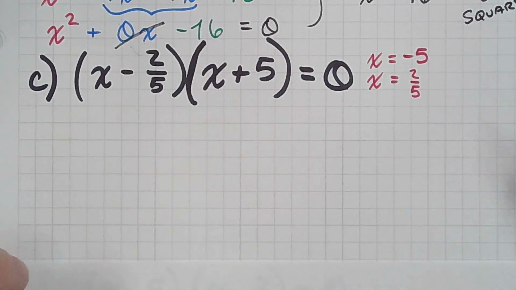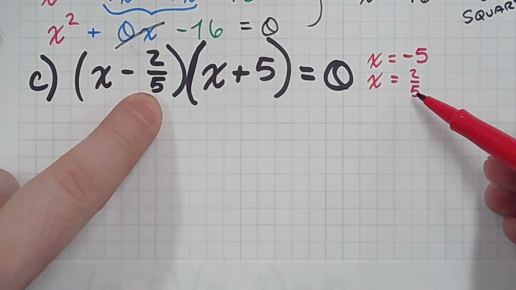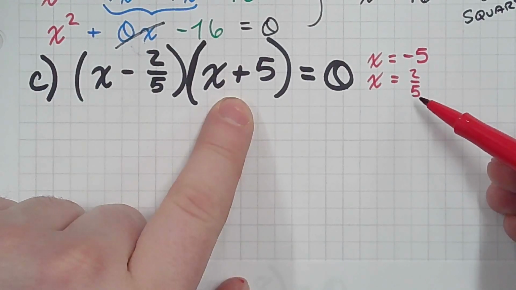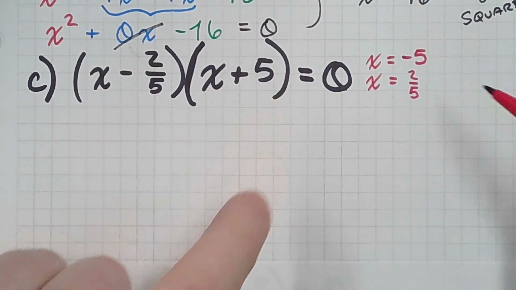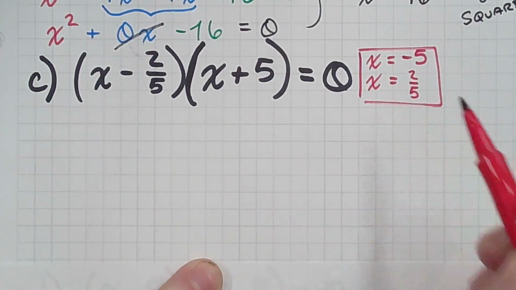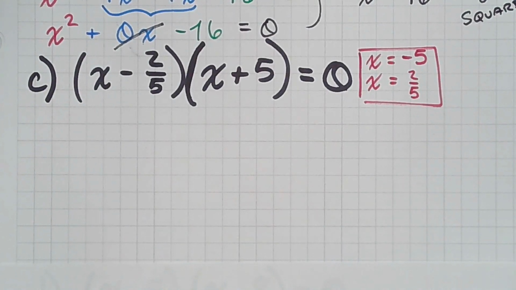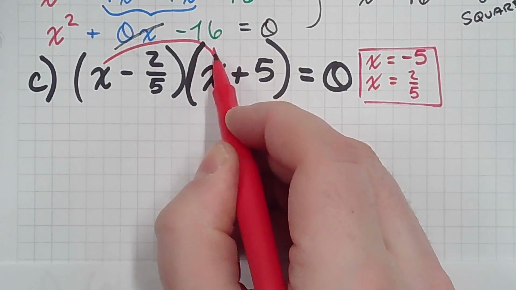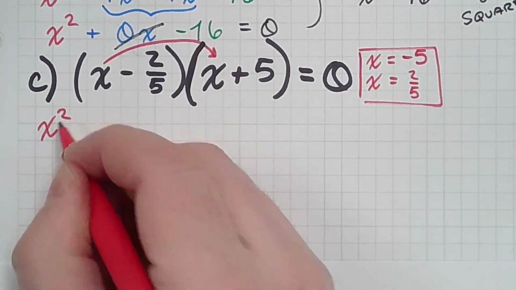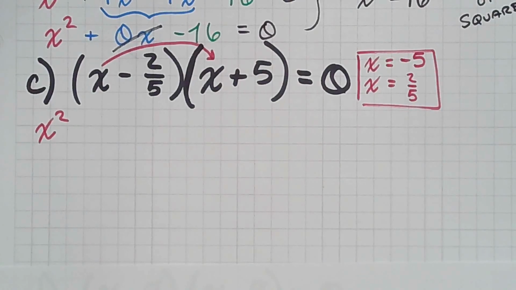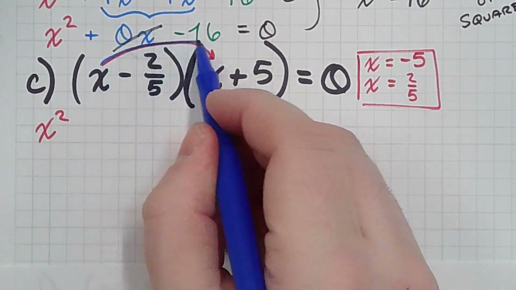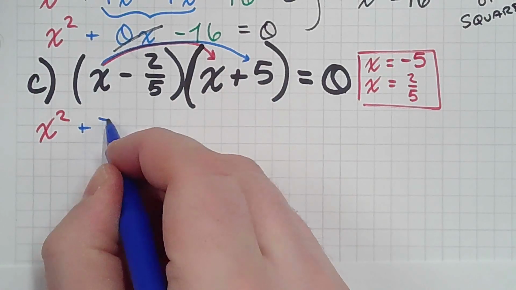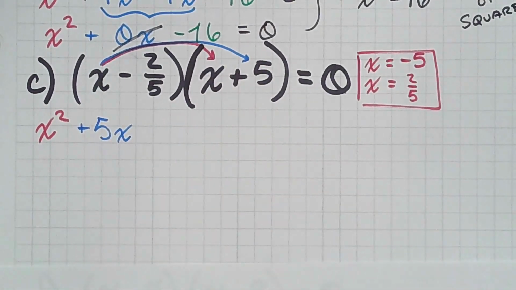See, right now fractions aren't so scary. 2/5 minus 2/5 is 0, and this is something else. 0 times anything is 0, though. So here are 2 answers. Now the question is, what does this distribute to? Well, so far so good. X times x is x squared. I'm going to use blue to show that this becomes 5x. So again, so far, so good, no big deal.